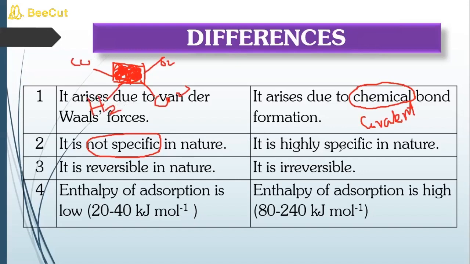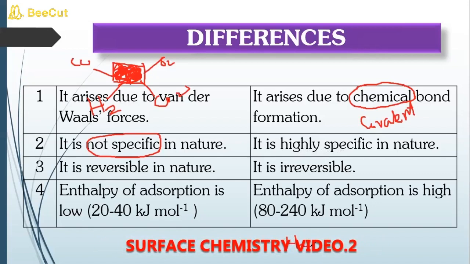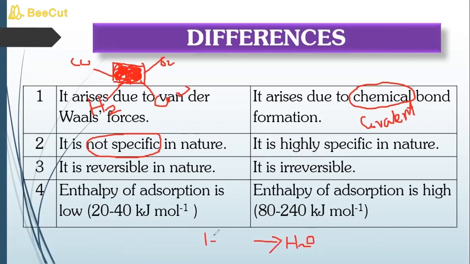While in chemical adsorption, assume if you want to make H2O, the only way in which it can be made is to use H2 plus O2. Hence, it is going to be highly specific in nature. The third difference is reversibility.